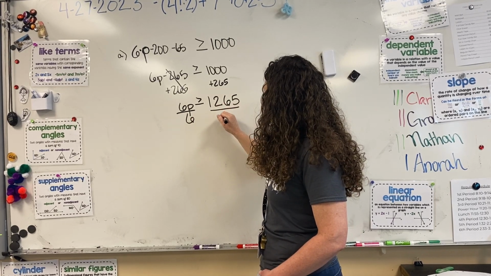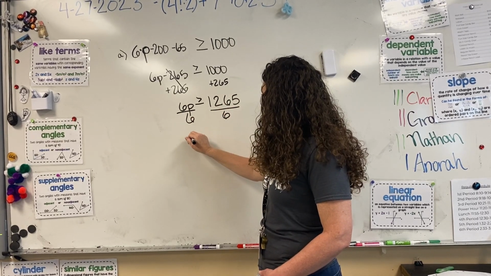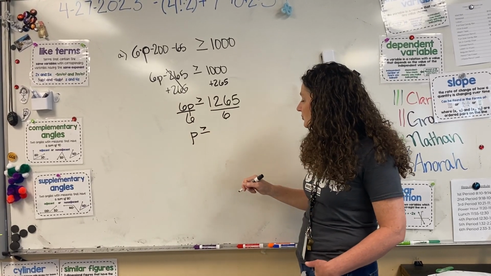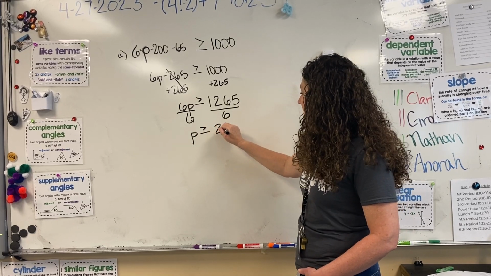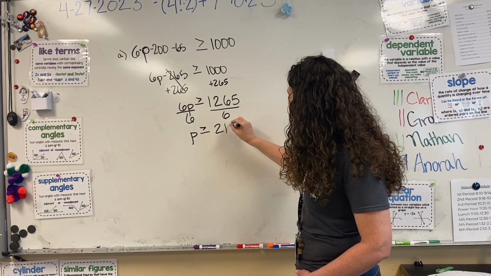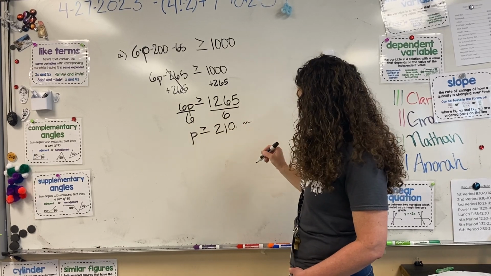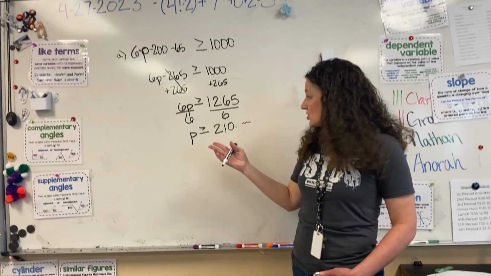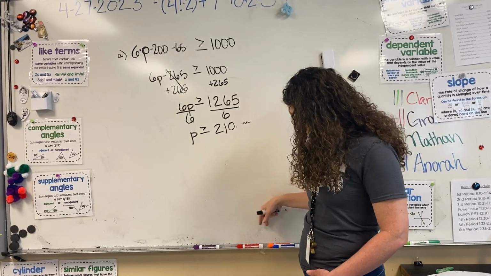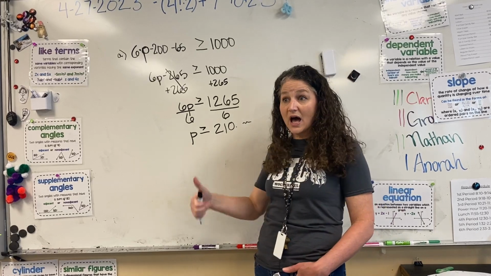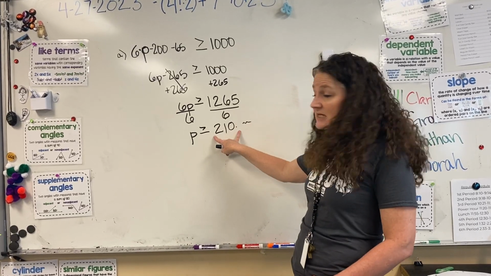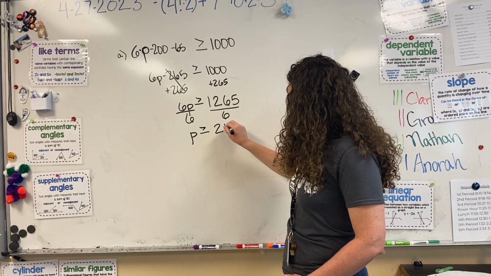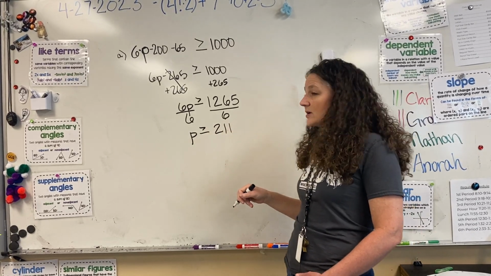Oh, this isn't going to be pretty. P needs to be greater than or equal to 210 point something. Can you have point something people? No. So in order to have a profit, we're going to round up to 211. Because if he has 210 people, that's not enough, but if we have 211 people, that is enough. So P is greater than or equal to 211.